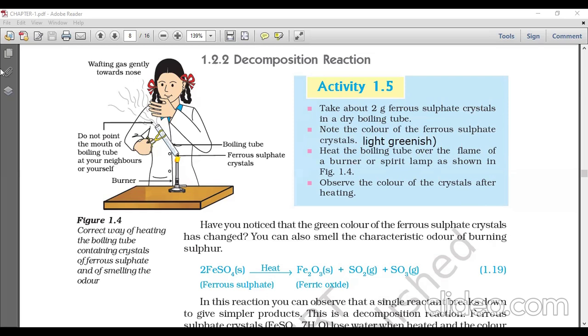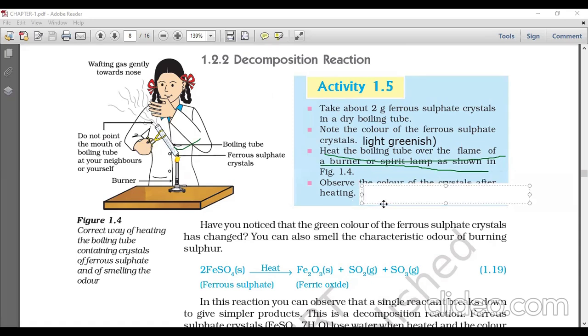Next, after taking the ferrous sulfate crystals, what is he saying? He's saying that after taking it in the test tube, now heat the boiling tube over the flame of a burner or spirit lamp as shown in figure 1.4. Observe the color. What type of color will you see? Okay, so we did this activity.